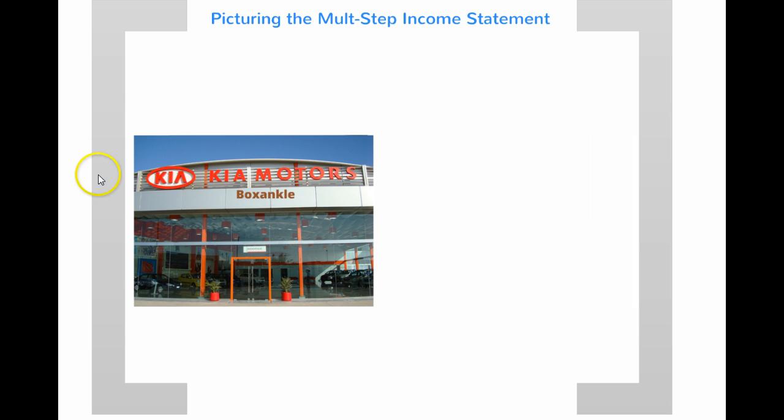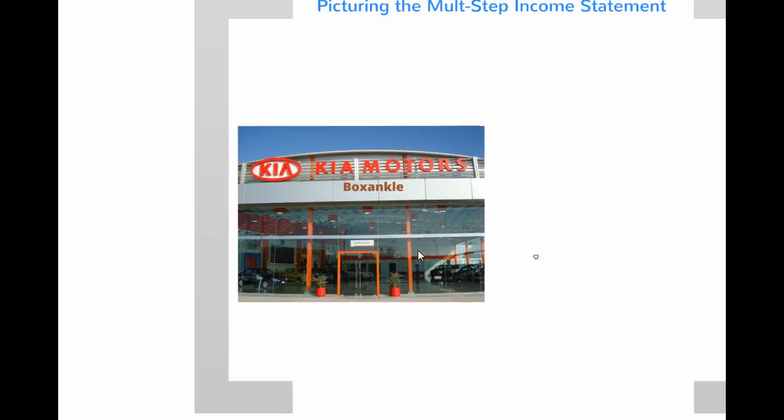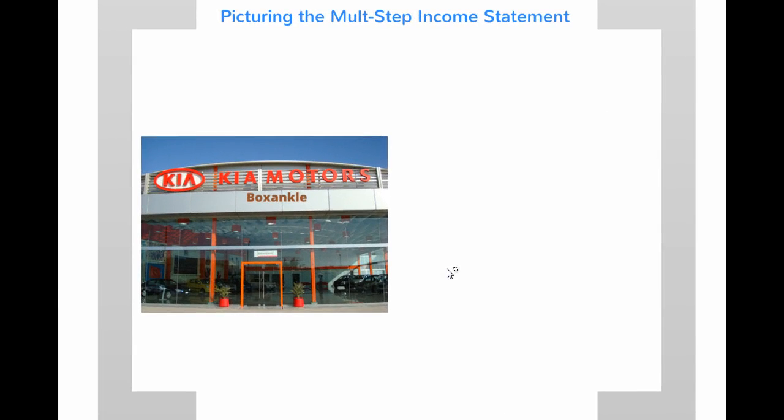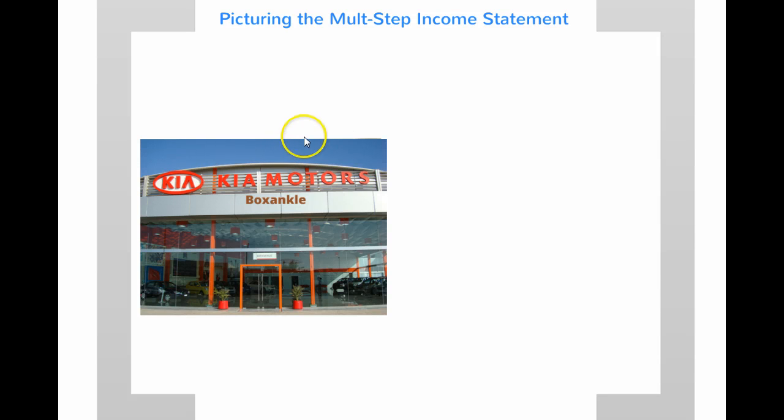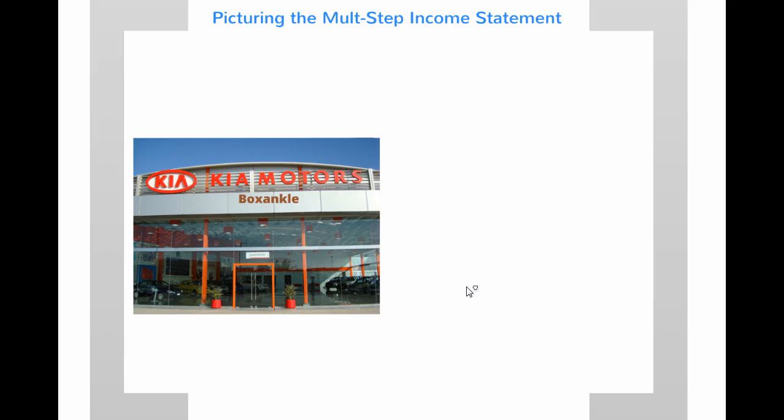The idea here is called a memory palace, and the idea is that we're going to look at the income statement in the context of a month in this small auto dealer. And if you would visualize what's going on in this dealership, that should help you remember the steps of the multi-step income statement. So let's start out by picturing people coming in.